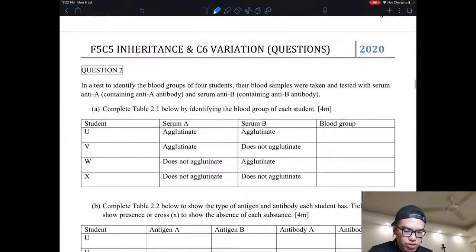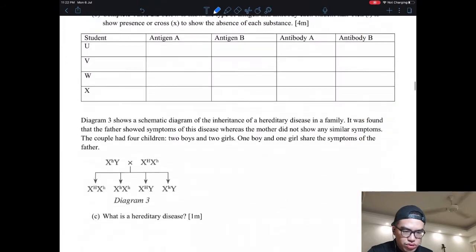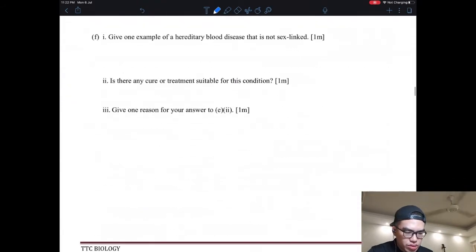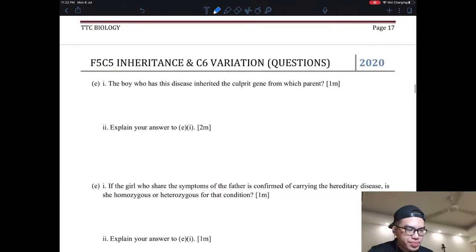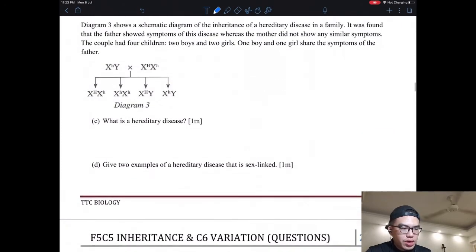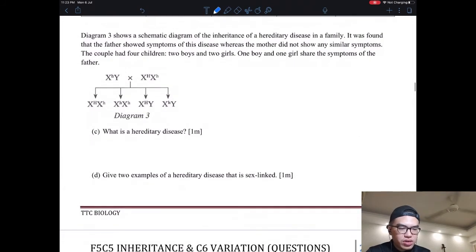Okay, let's do one more question. This one is hemophilia. It was found that the father shows symptoms of this disease, but the mother did not show any similar symptom. The couple has 4 children, 2 boys and 2 girls. 1 boy and 1 girl share the symptom of the father. So the father is hemophiliac.